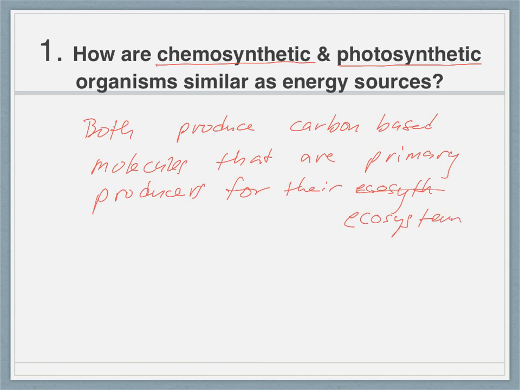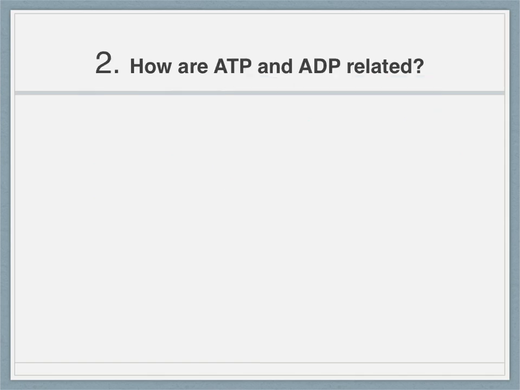Photosynthesis obviously uses light energy to do this. Chemosynthetic organisms use chemical energies to do this, but they both produce carbon-based molecules, sugars and other things, that are their primary producers or their primary food source for their respective ecosystems.